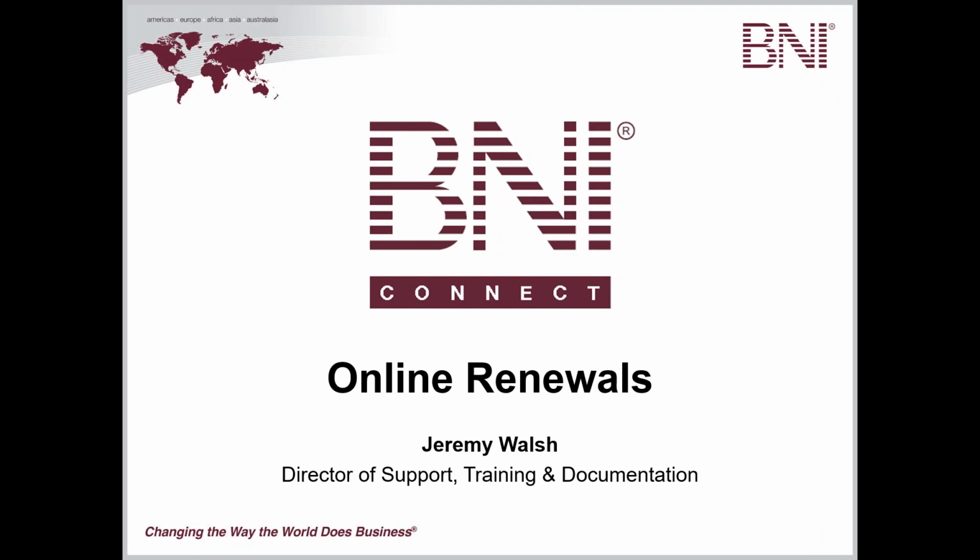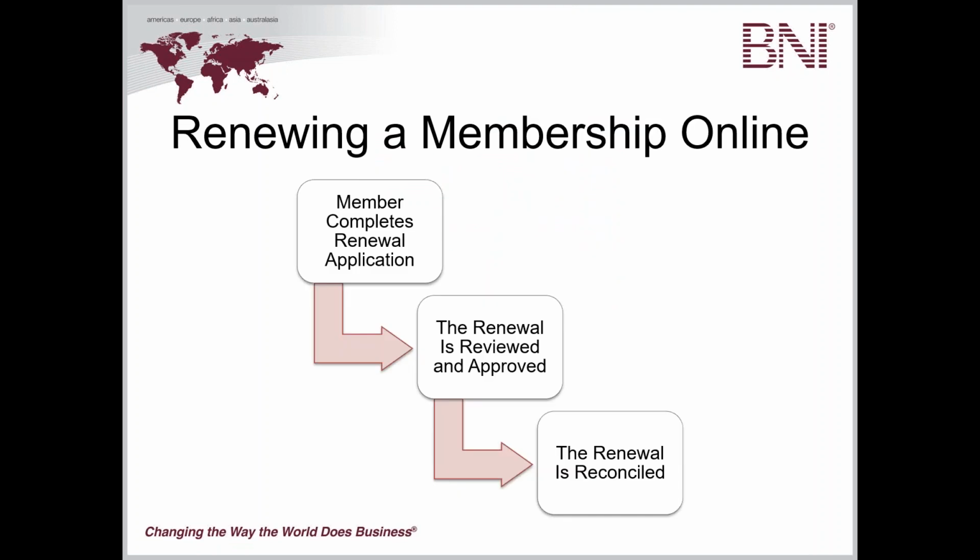Let's take a look at how this online renewal process works. Just a very brief overview, here's what the renewal process looks like. First, a member completes a renewal application. The second part is that the renewal is reviewed and approved, and finally, the renewal is reconciled at the regional office. The online renewal process is exactly the same as the paper process.